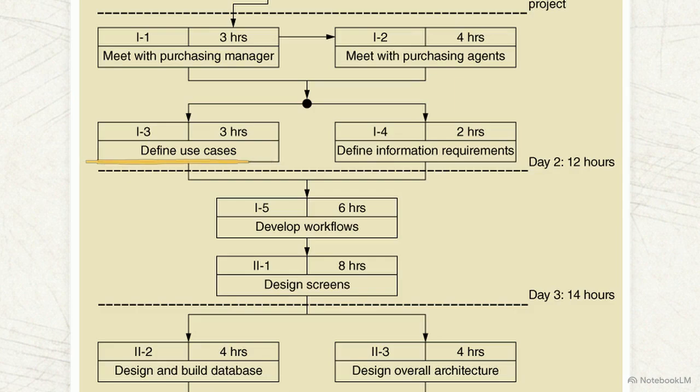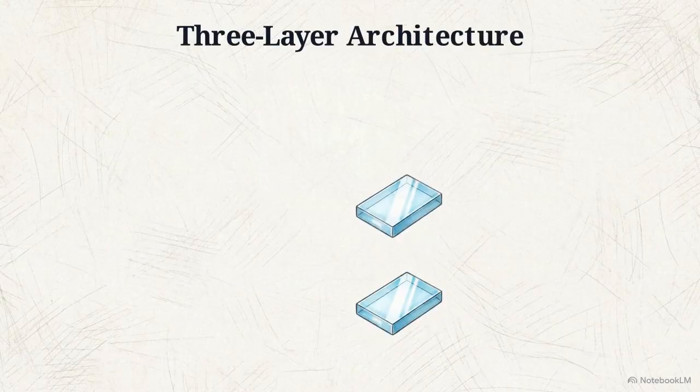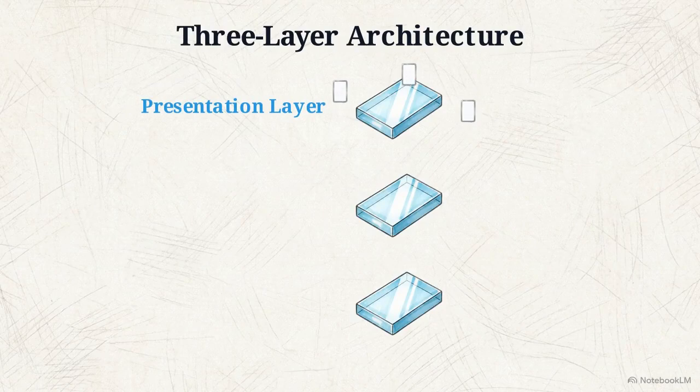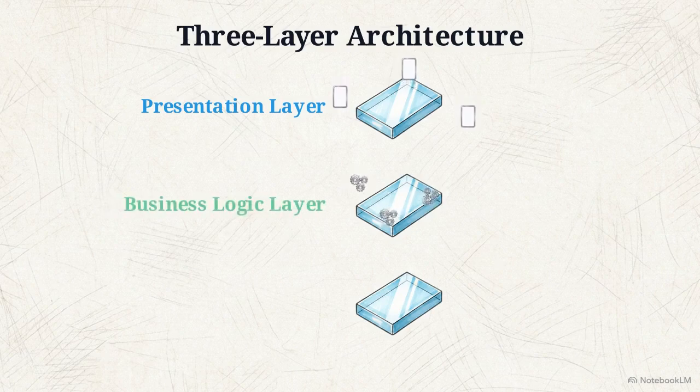For enterprise applications, engineers rely on the 3-layer architecture. The top plane is the presentation layer, the user interface dictating screen layouts. Below it sits the business logic layer, which processes rules, calculations, and validations for submitted data. At the foundation is the data layer.